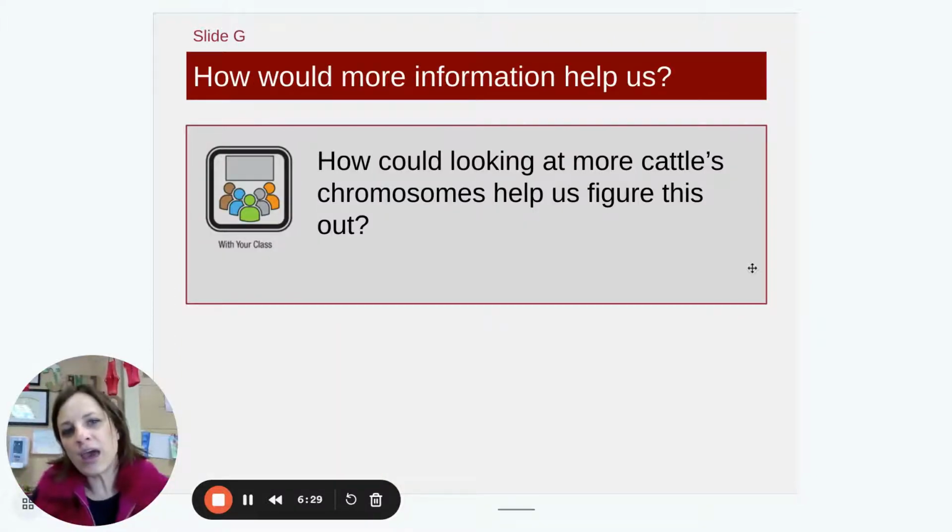How could looking at more cattle chromosomes help us figure this out? Like, what more information would help us? Talk to your neighbor.